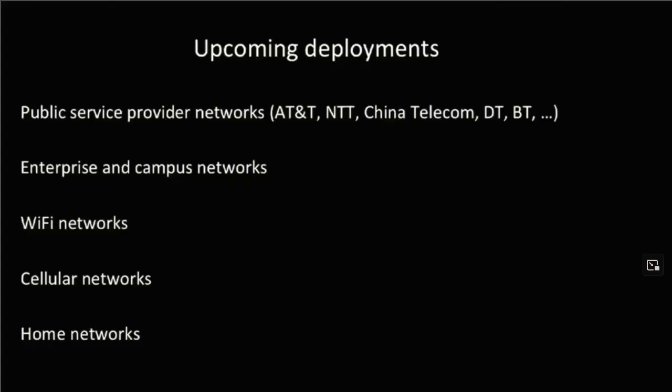But over the next few years, what we're going to see is public service provider networks. AT&T has been talking about this, and NTT, China Telecom, Deutsche Telekom, British Telecom are starting to deploy this. Enterprise and campus networks, Wi-Fi networks, mobile and cellular networks have already started to deploy. All products for these areas are in development right now, which means in the next 1 or 2 years, this industry is going to change quite a lot.